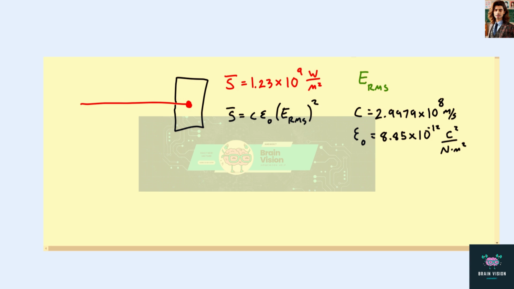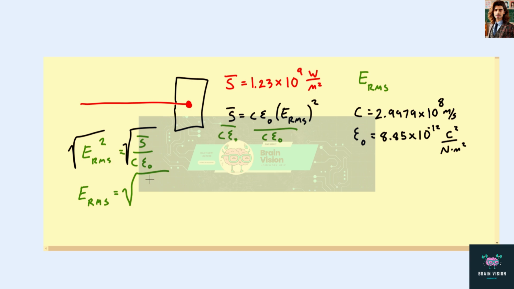First thing I'll do is rearrange this equation. So since we're solving for ERMS, I want to divide by C epsilon naught on both sides. And I'll write that down here. ERMS squared is equal to average S over C epsilon naught. Then if we take the square root of both sides, we're going to find that the ERMS is equal to the square root of average S over C epsilon naught.